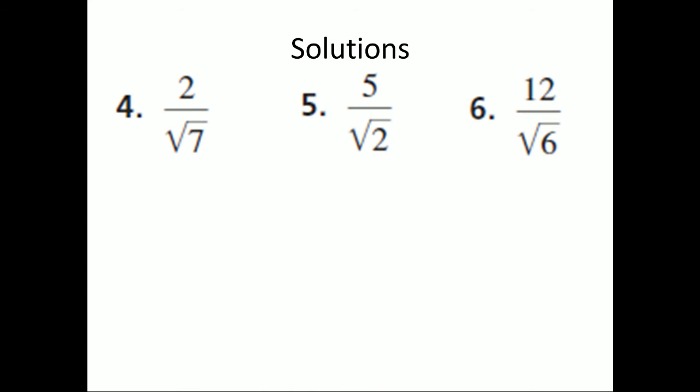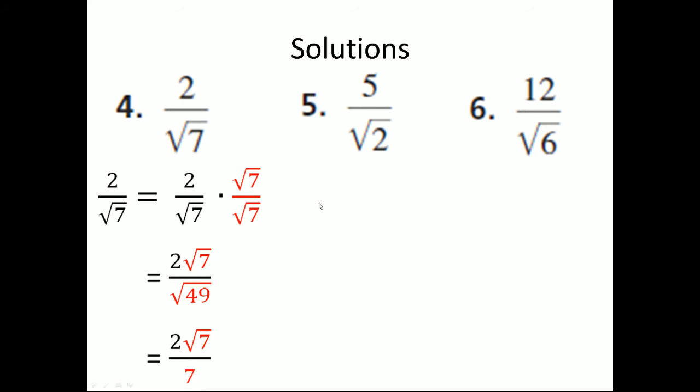Alright, the second one, 4, 5, and 6. This is all the process of rationalizing the denominator. Alright, so again, here I multiply the top and the bottom by the square root of 7. You're allowed to do this because square root of 7 over square root of 7 is just 1. That's why you're allowed to do that. Okay, the denominator, square root of 7 times square root of 7, is the square root of 49. The top, 2 times square root of 7. The bottom, square root of 49 is simplified into 7. You see, the denominator has no more radical or square root symbol.